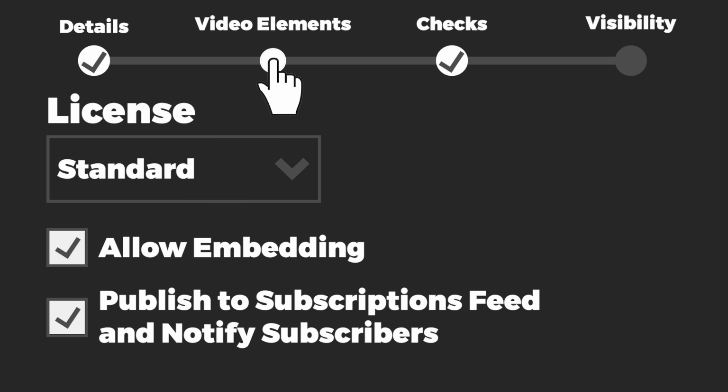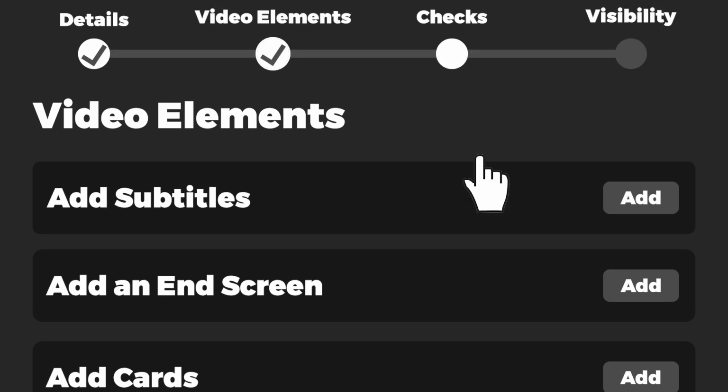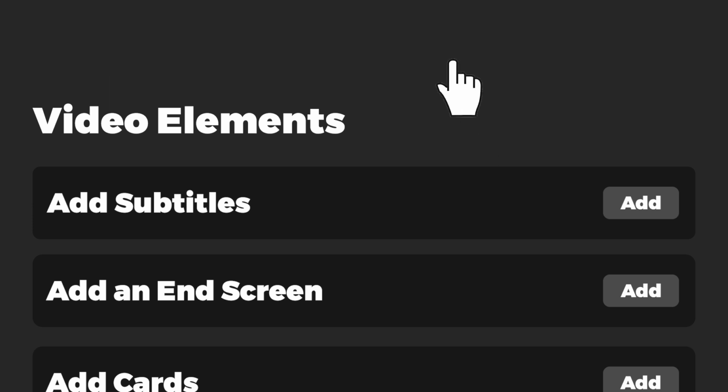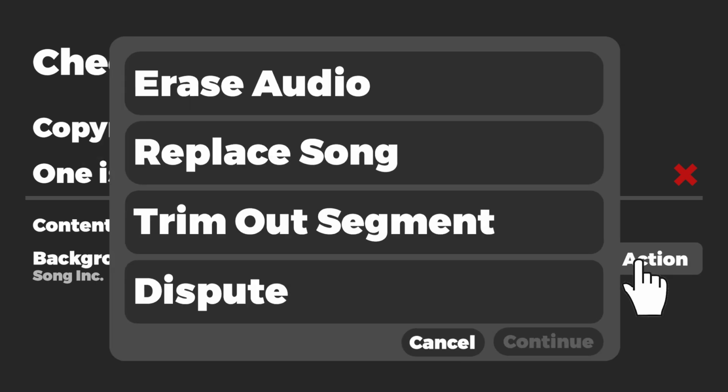The next section is Video Elements, which allows you to add links to other videos or subscribe buttons. Since this tutorial is focused on public information rather than engagement, you can safely skip this section. YouTube automatically scans your video for copyrighted material. If nothing's detected, you're good to go. If copyrighted content is found, such as background music or video clips, you can remove or replace it using YouTube's built-in editor, or obtain permission to use it.